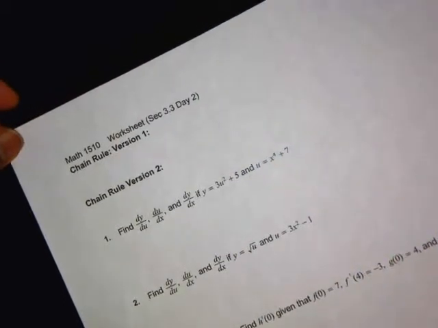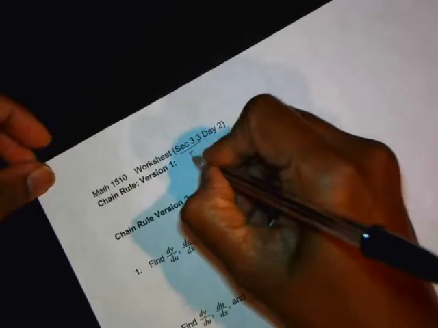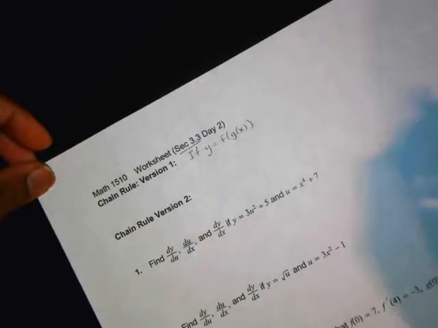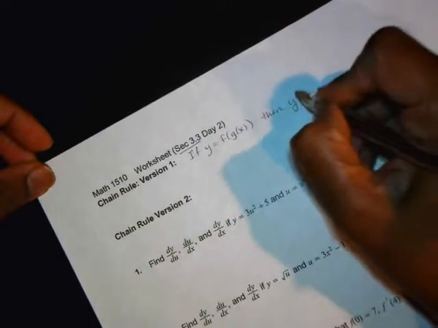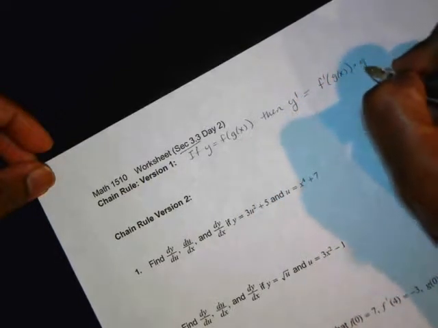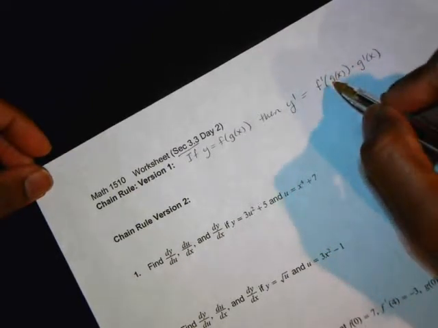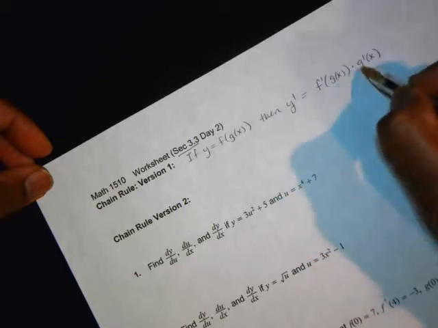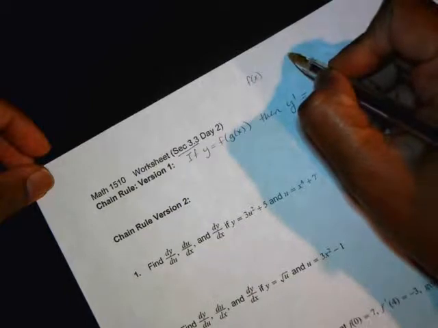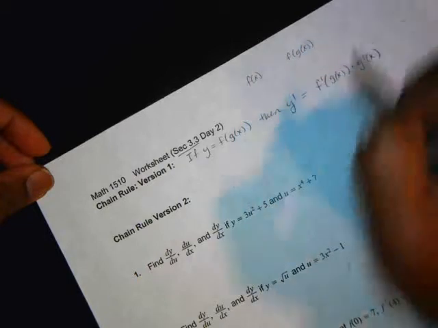In the first video for section 3.3, we had seen one version of the chain rule. If y is equal to f of g of x, a composition of two functions, then the derivative y prime is f prime of g of x times the derivative of g of x. So you keep the inside as it is at first, and there's like a chain of events. If you have f of g of x, you're then taking care of that inside function.